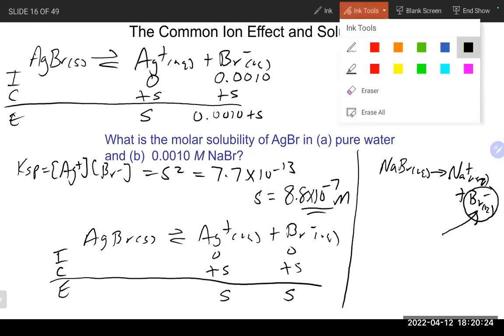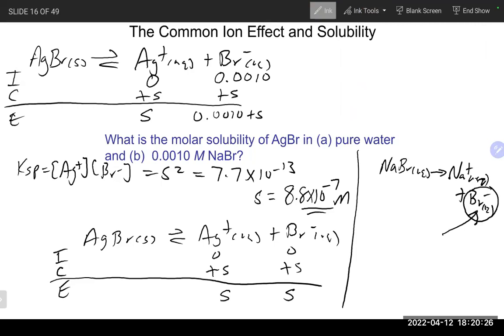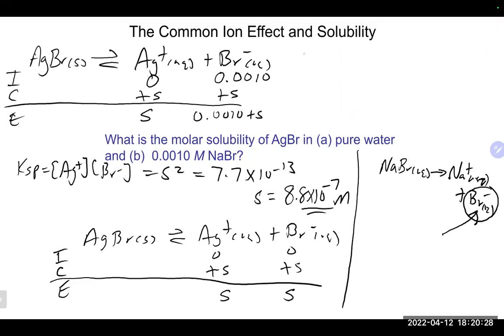Now, how do we go about solving this? We solve it the same way. We're going to put that into our Ksp expression. So that will give us S times 0.001 plus S will equal our 7.7 times 10 to the minus 13.